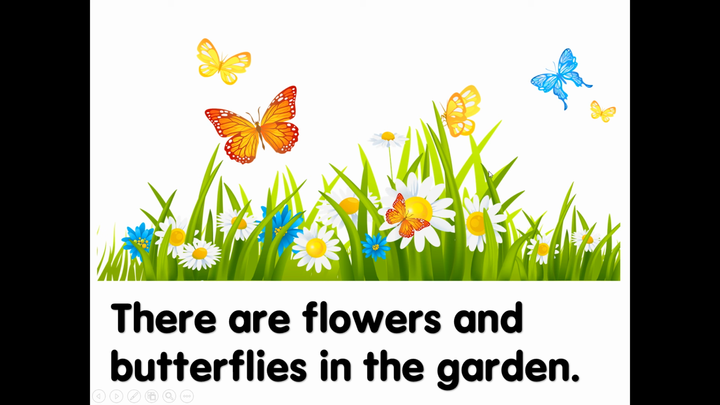就是说，花园里有花朵 flowers。One, two, three, four, five, six, seven, 8, 9, 10, 11, 12. 12 flowers. Okay? And butterflies in the garden. So read together. There are flowers and butterflies in the garden. Again, there are flowers and butterflies in the garden.